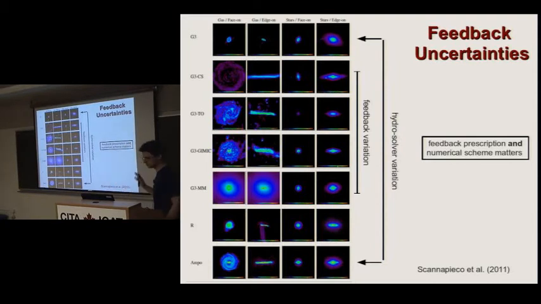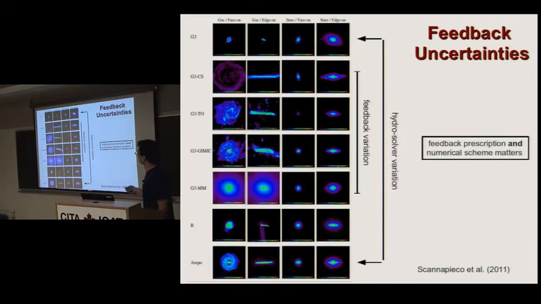Now there are two reasons for the difference. One reason is that you can of course change your feedback description, so how you treat supernova feedback and other feedback mechanisms. This is captured, for example, in these G3 runs, which are all Gadget runs. These CS and all these other runs are just different feedback descriptions, and you can clearly see that this has a huge impact on the morphology of the galaxy. This changes a lot of results.